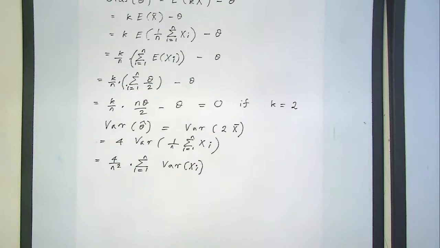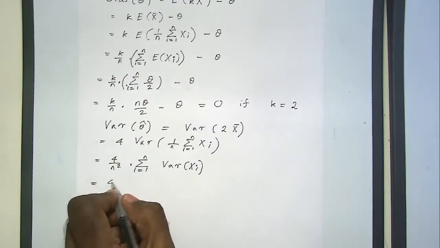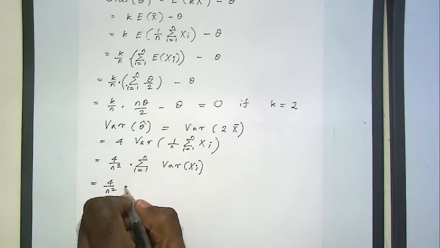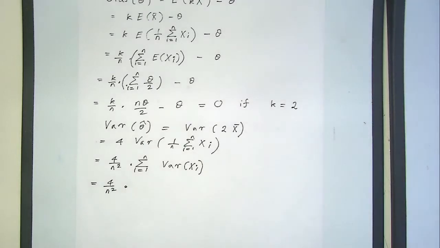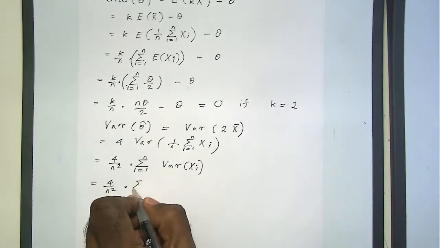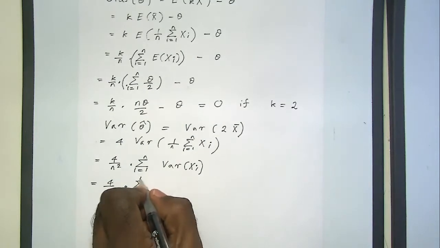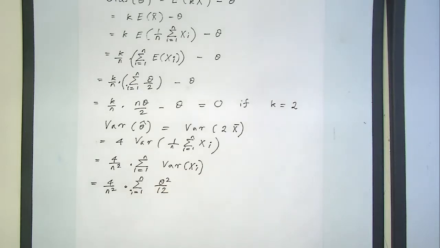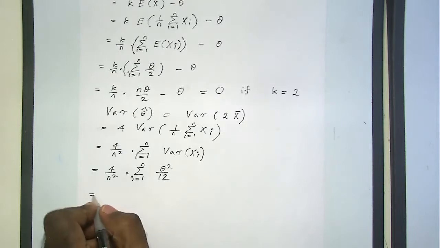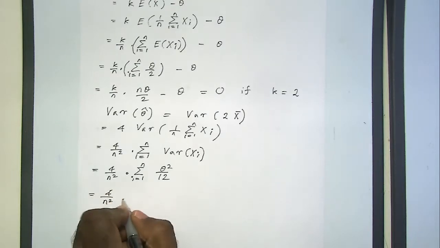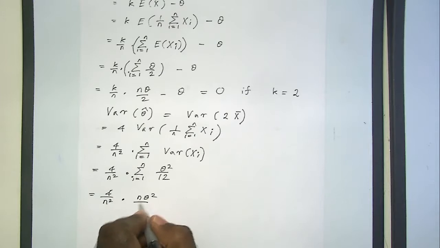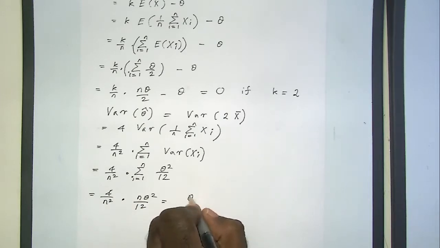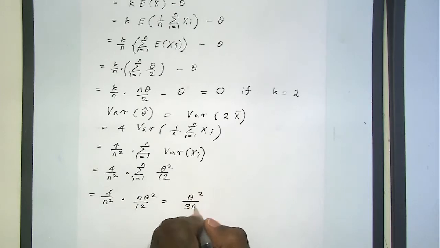And I'm sure you guys have good memory. The variance of a uniform variable is b minus a, squared, divided by 12, right? Which in this case will be theta squared divided by 12. Yes? Okay? So this is 4 over n squared times n theta squared divided by 12, which is theta squared divided by 3n.